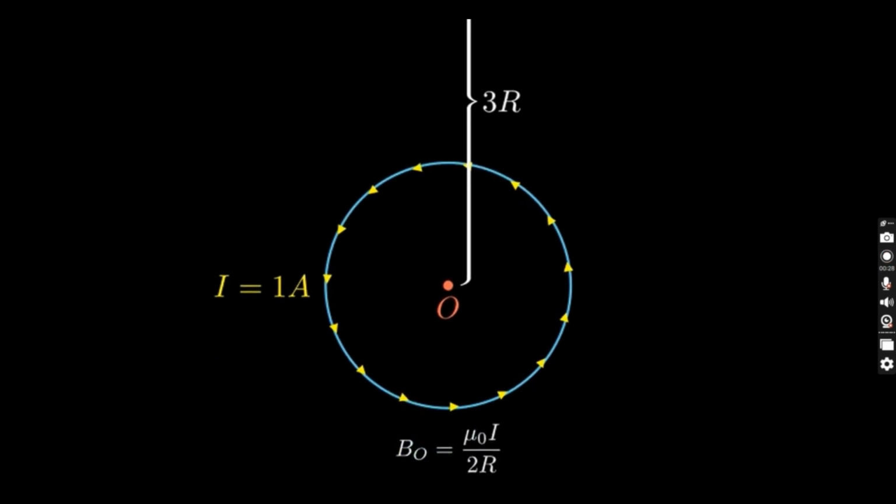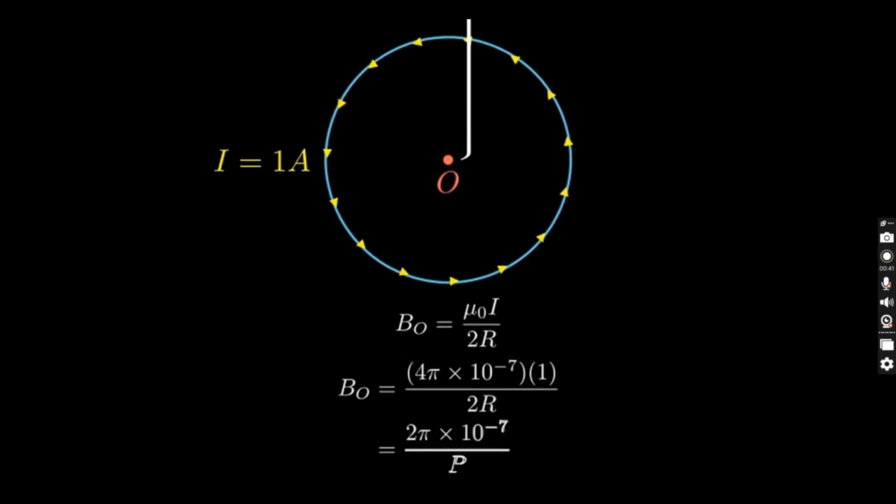The formula for magnetic field at the center of a circular current loop is B equals mu0 I divided by 2R, where mu0 is the permeability of free space, I is the current, and R is the radius. Substituting mu0 as 4 pi times 10 to the minus 7 Tesla meters per ampere, and current as 1 ampere, we get 2 pi times 10 to the minus 7 divided by R Tesla.